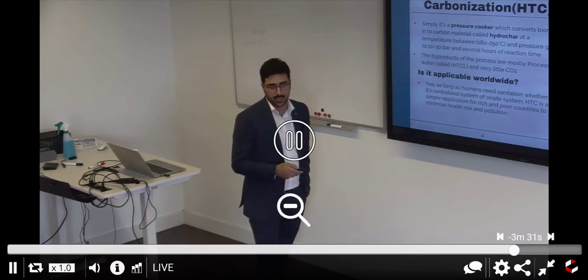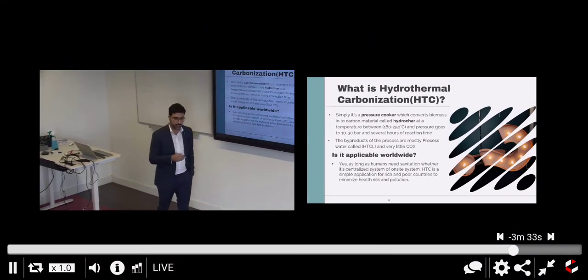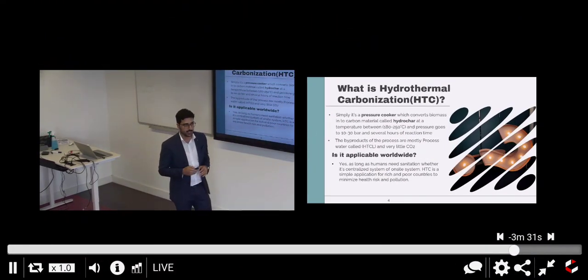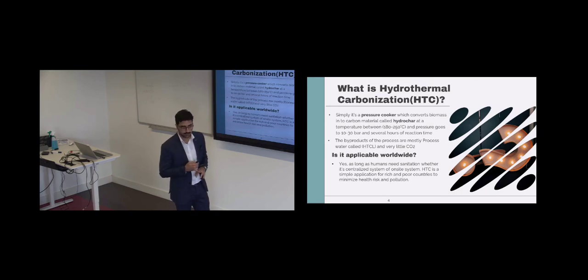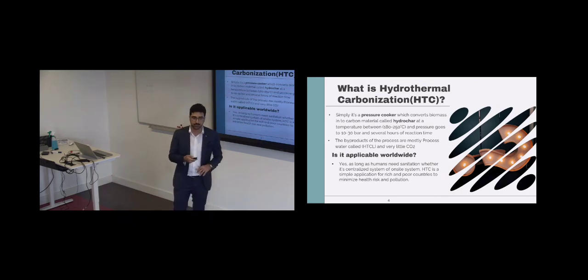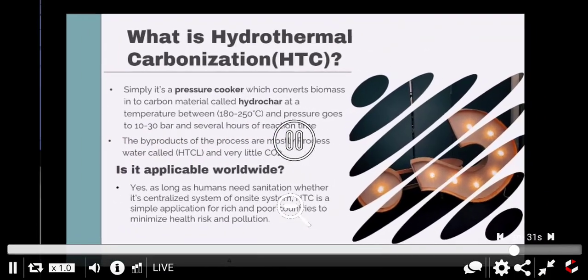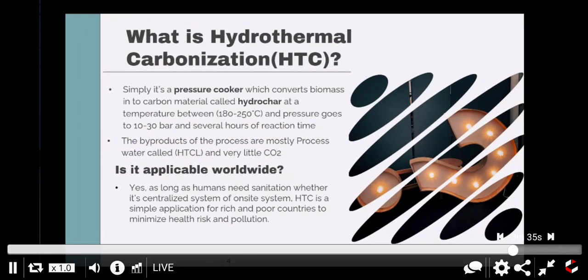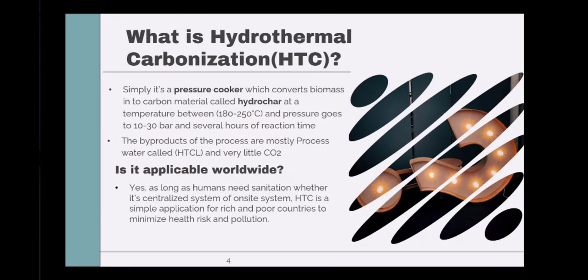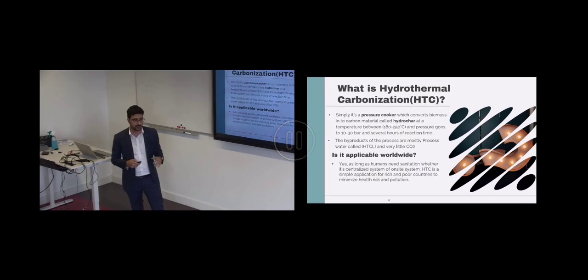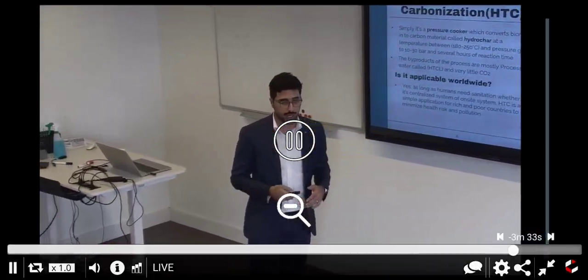So what is hydrothermal carbonization? Basically, it's a pressure cooker that operates at autogenous pressure. So it starts from atmospheric pressure, and then it goes up to 16 to 30 bars. It also operates from 180 Celsius to 250 Celsius, and the reaction times can range from 13 minutes to 24 hours.